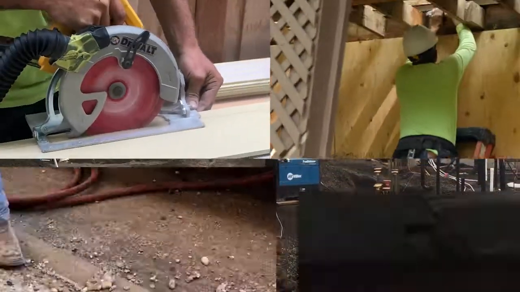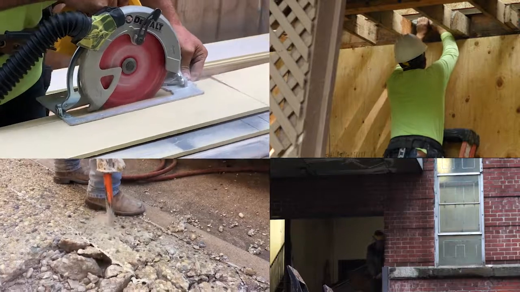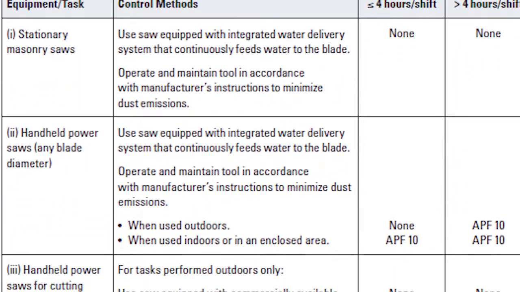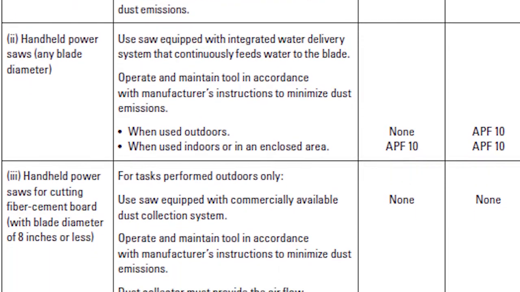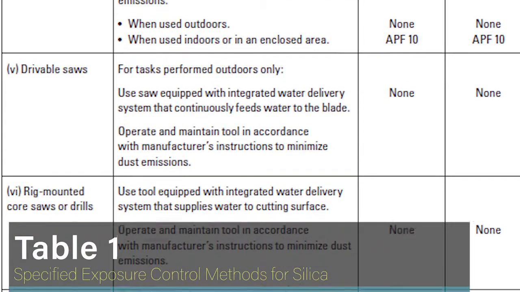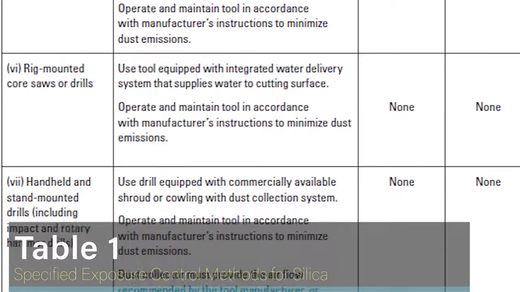OSHA created a list of common construction tasks that involve silica hazards. Each task has corresponding engineering controls and respiratory protection requirements. This list is known as Table 1, and it provides all the required steps for protecting workers.